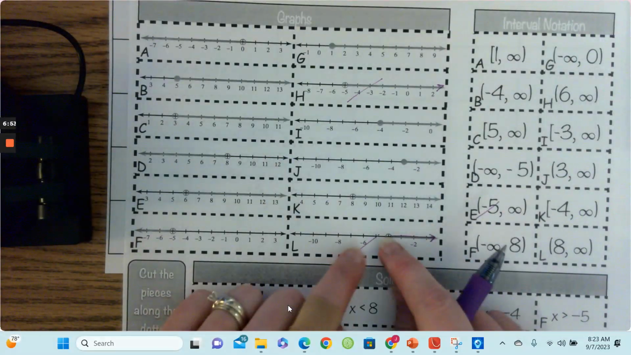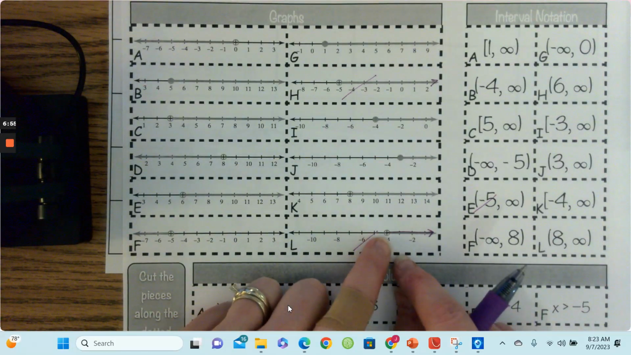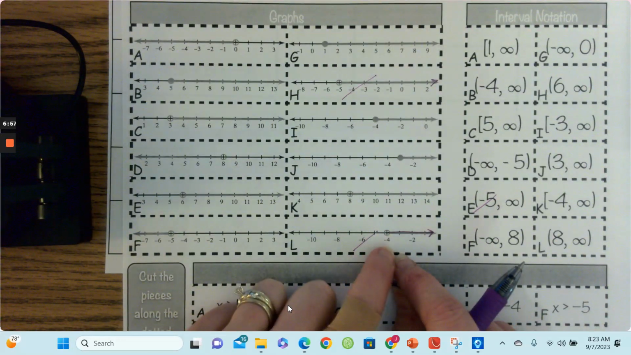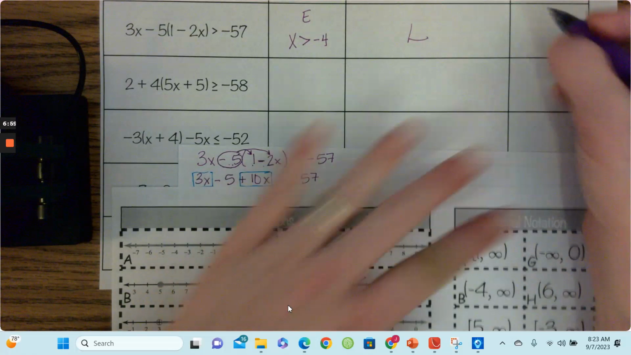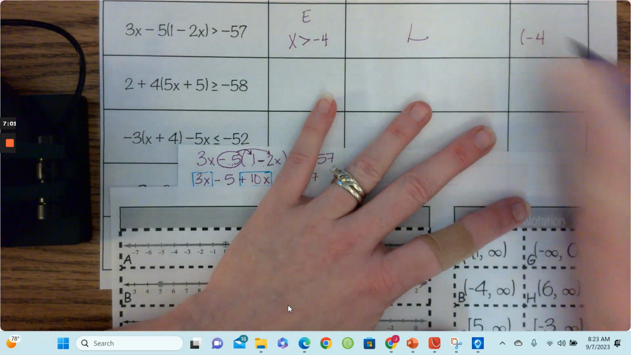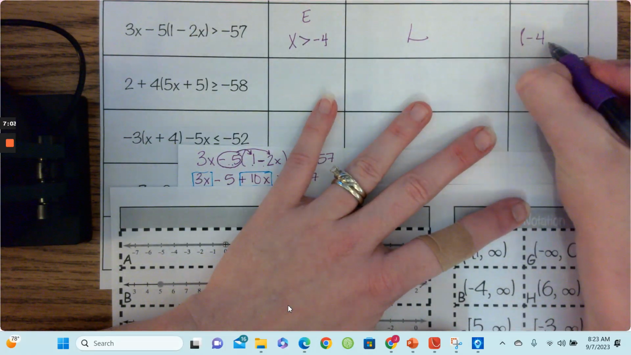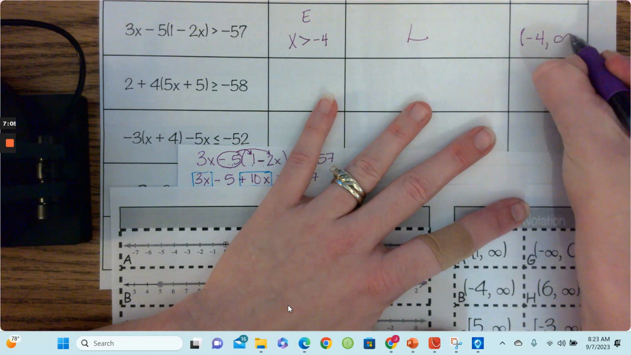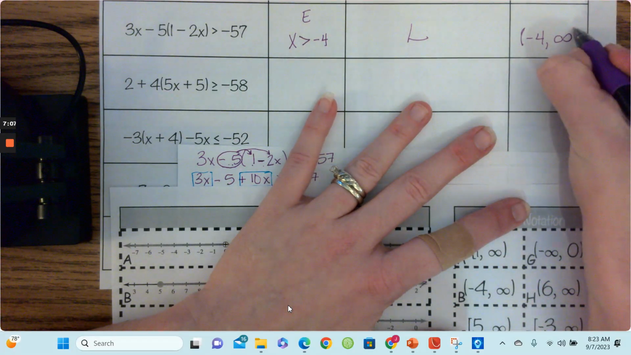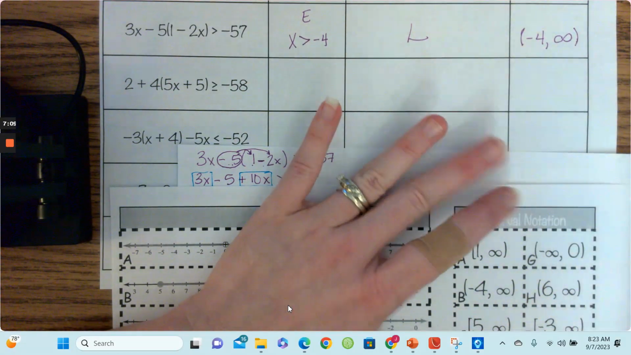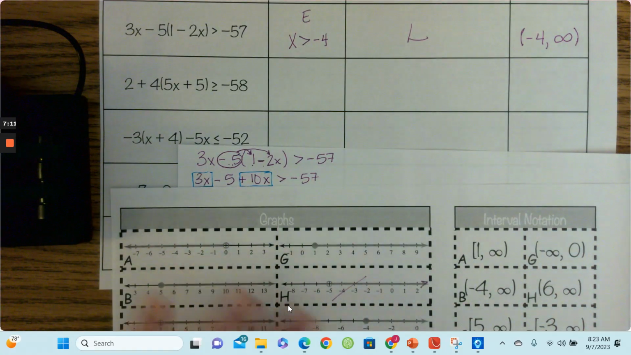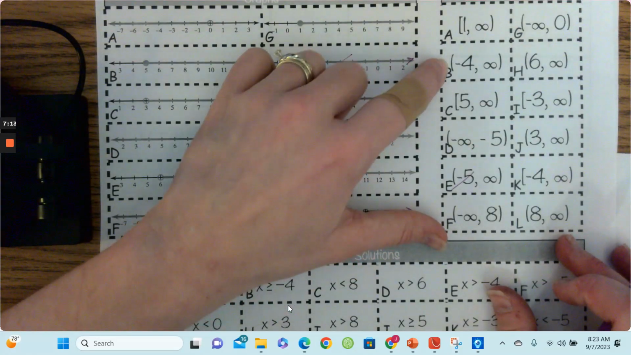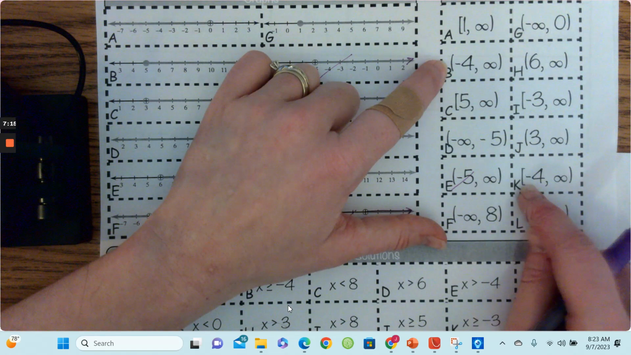All right, and the graph does help when writing the interval notation because you've got that starting point there. So we're starting at negative 4. It's an open circle, so it gets that parenthesis, and it's going on and on forever to infinity. Infinity always gets a parenthesis. And so that one's B. So B has a parenthesis, K has a bracket.